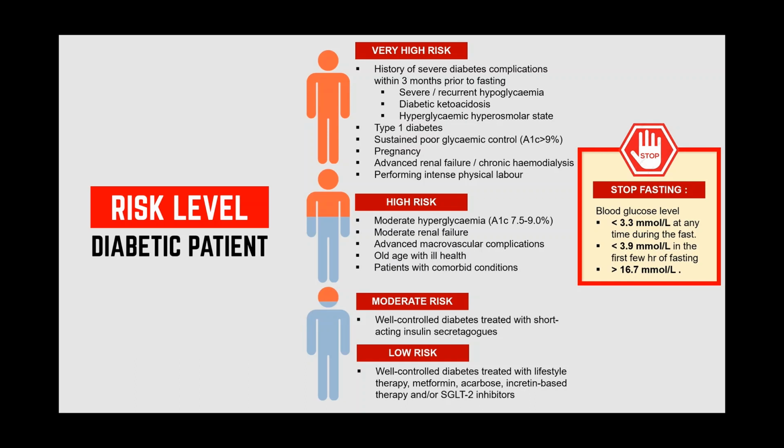As pharmacists, we need to classify these patients based on the risk level as stated here. We do not encourage very high risk and high risk category patients to fast. Patients who insist on fasting should be advised to monitor blood glucose level regularly and adjust their treatment regime. They should stop fasting if the blood glucose level is less than 3.3 millimole per liter at any time during the fast, or less than 3.9 millimole per liter in the first few hours of fasting, or more than 16.7 millimole per liter.